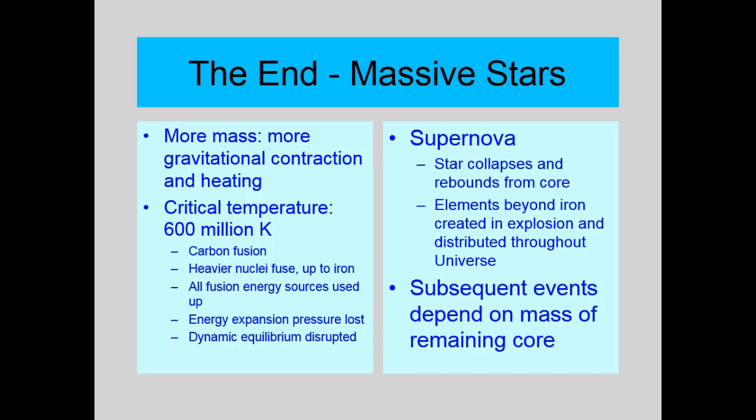That is as much as will happen spontaneously, in a natural kind of pattern, up to iron fusion. After that, it won't fuse anymore. Okay, naturally. Now, the energy expansion pressure is lost. So when you finally use up and everything's gone to iron, there's nothing else to push out. The dynamical equilibrium is disrupted.